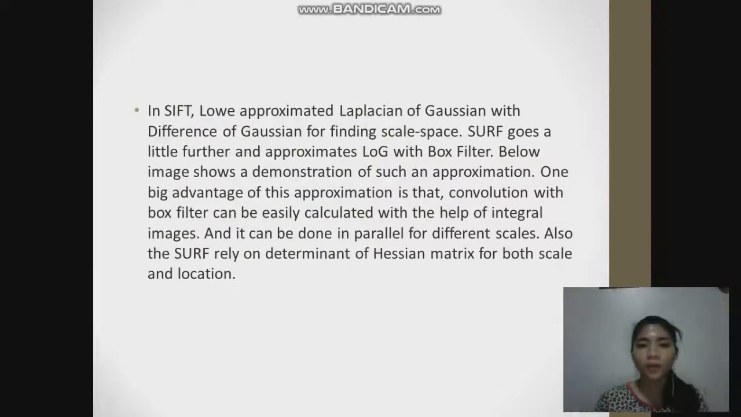In SIFT, we approximated the Laplacian of Gaussian with difference of Gaussian for finding scale space. SURF goes a little further and approximates LoG with a box filter. The image below shows a demonstration of such an approximation. One big advantage of this approximation is that convolution with a box filter can be easily calculated with the help of integral images, and it can be done in parallel for different scales. Also, SURF relies on the determinant of the Hessian matrix for both scale and location.